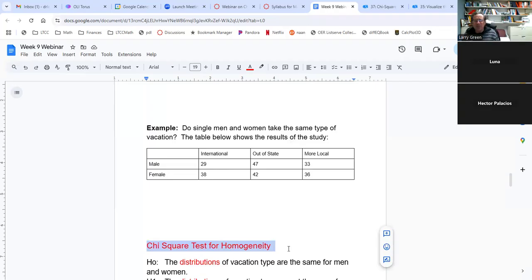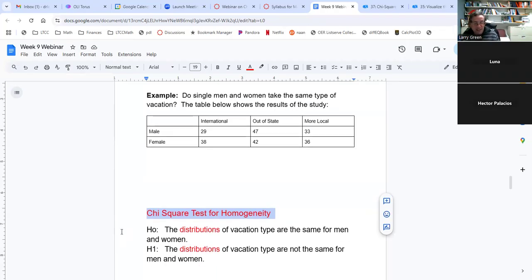Have you heard the word homogeneous before? It's an English word, not a math word. It's kind of an important word. If it's homogeneous, it's like the same. If it's heterogeneous, it's different. So we call this a chi-squared test for homogeneity. Is it the same or different?